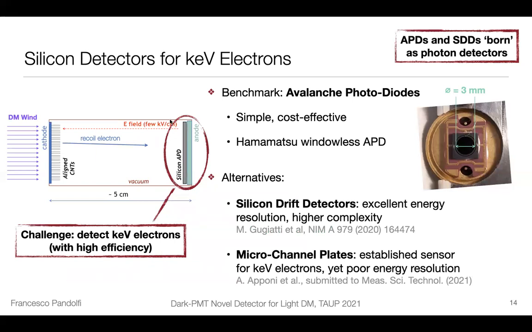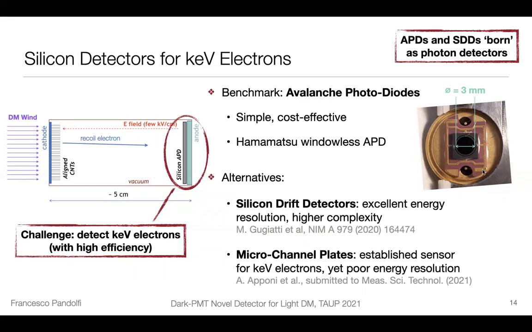Now, talking about the other side of the detector, the choice here is to find the optimal technology to measure keV electrons in a compact way. What we started to look at is to use avalanche photodiodes, APDs. These were designed initially as photon detectors, but with some small modifications can also be used for low energy electrons. For example, removing the protective window that would absorb electrons.